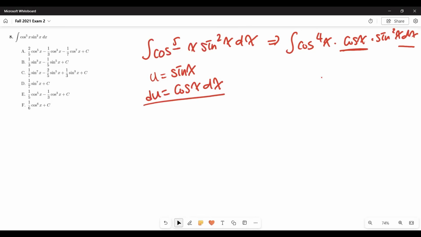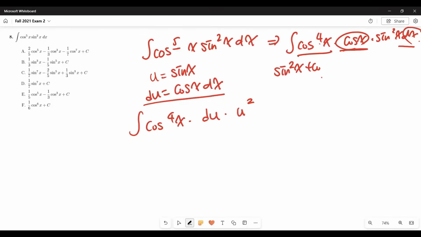Which is why we put u as sine x if you see the odd power in cosine, basically. So let's write it. Cosine to the 4th power x times cosine x dx can be written as du, and u is sine x, so it's going to be u squared. And also, if you remember your trig identity, sine squared x plus cosine squared x is 1. Cosine squared x is 1 minus sine squared x.